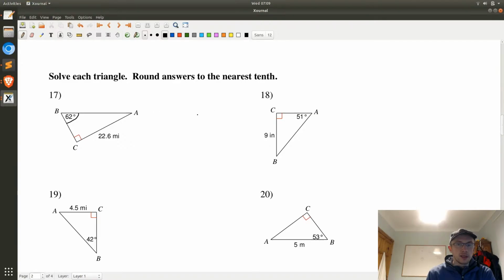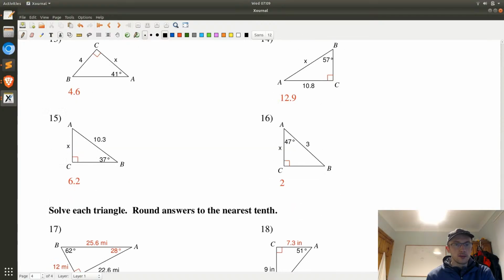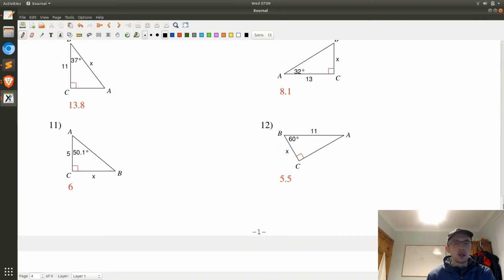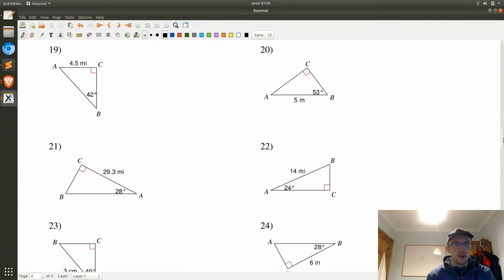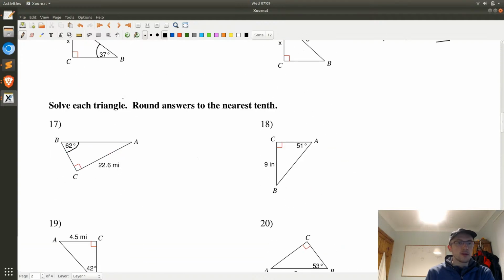But what do they mean by solve each triangle? Do they mean find all side lengths involved? Let's have a look. Ah, okay. Quite the demand. You have to find everything missing in every single triangle. That's what it means to solve a triangle. No problem.